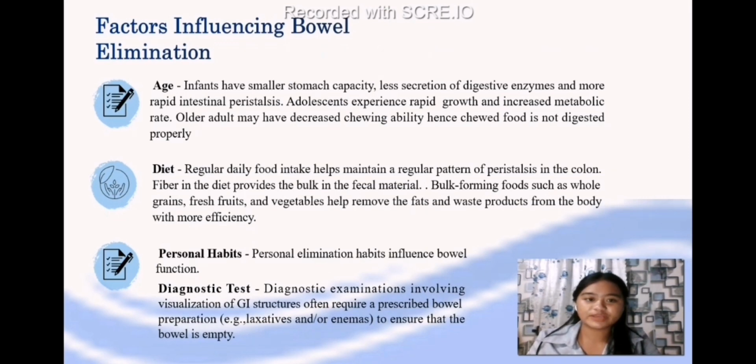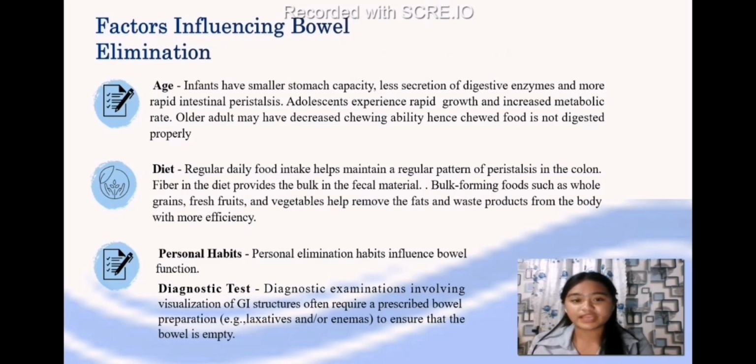Adolescents experience rapid growth and increased metabolic rate. Thus, there is also rapid growth of the large intestine and increased secretion of gastric acid to digest food fibers and act as a bactericide against swallowed organisms. Now, older adults may have decreased chewing ability, thus chewed food is not digested properly or easily. Peristalsis declines and esophageal emptying slows, so digestion becomes weaker because they are also not as active. So, next is our diet.